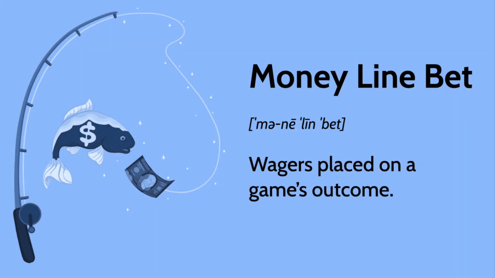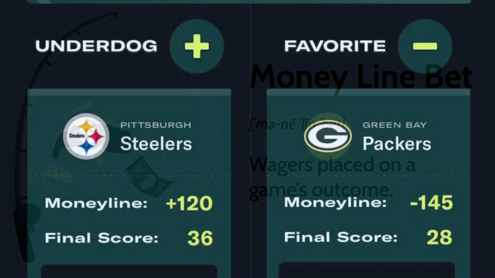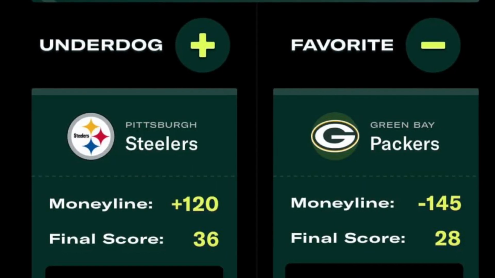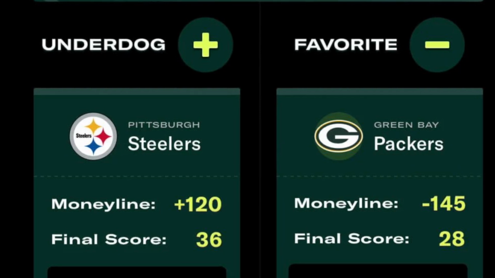This is the simplest form of sports betting. All you have to do is pick the winner. A sports handicapper will choose the favorite and the underdog for each game and set the odds. The odds will be represented by either a positive sign or negative sign. Favorites will have a negative sign next to them, and you must bet the amount listed to win.